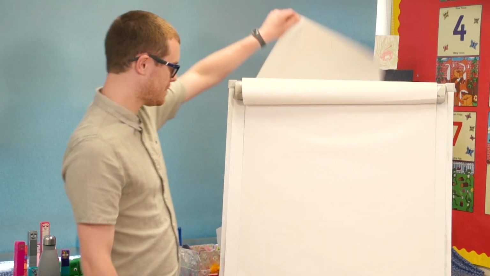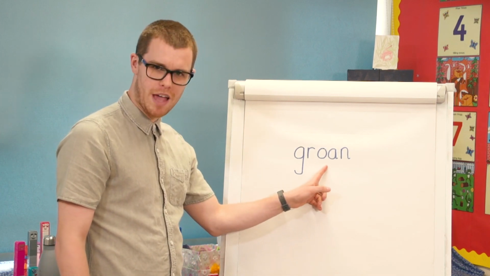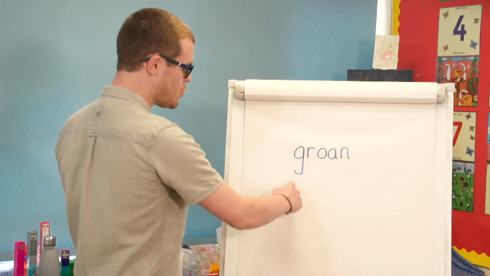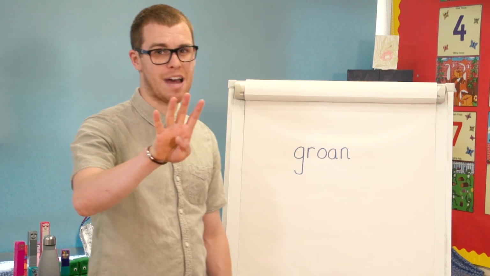Now you have a go. Say the word. Say the sounds. Write them down. Remember, think carefully. Where is the O? Let's check our spelling. Did you get it right? Did you put the O sound in the right place? Does it match mine? Oh, don't worry if it doesn't. Quickly change it now. Groan. G-R-O-N. It has 4 sounds.